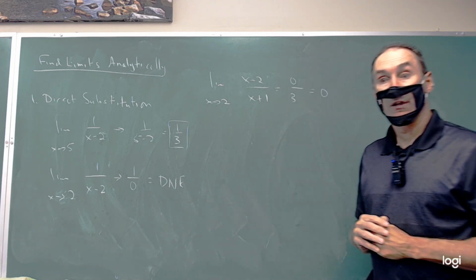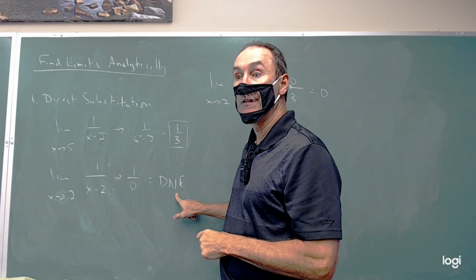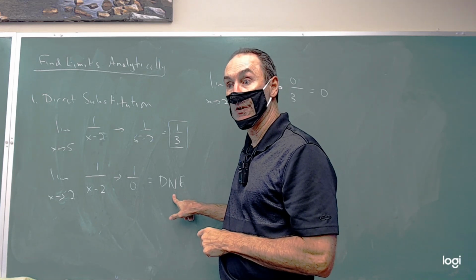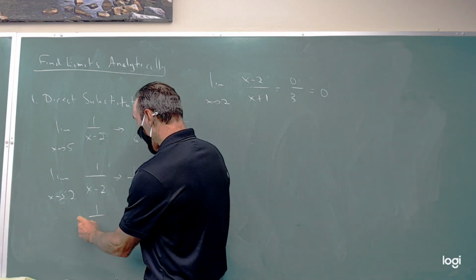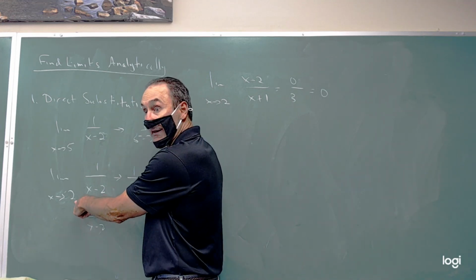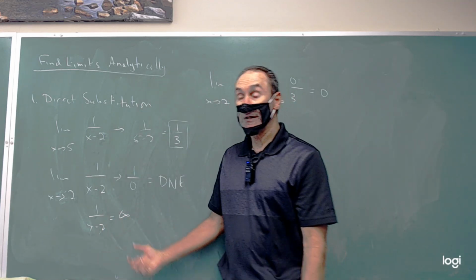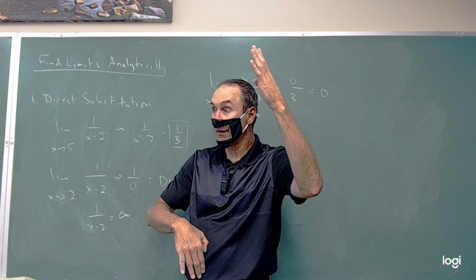Question? So in the case where it's 1 over 0, will it always be does not exist? Yes. And this is the safer option because it's always true. If you said 1 over x minus 2 and it was a two-sided limit, and you said that was infinity, that would be wrong. Because it's going to be positive infinity on one side and negative infinity on the other.